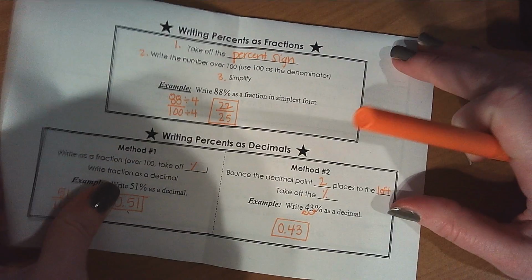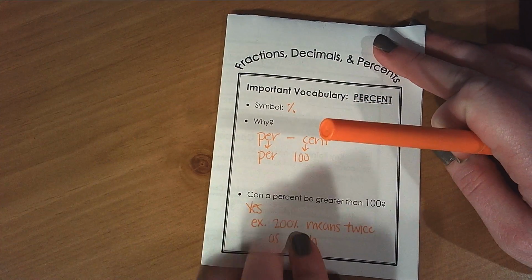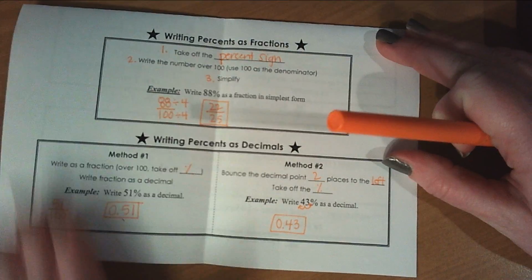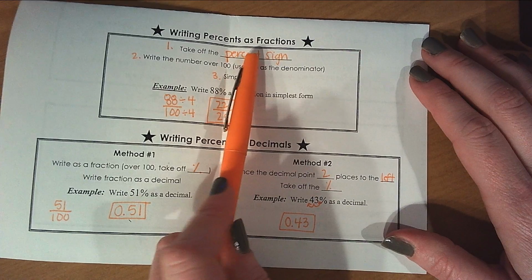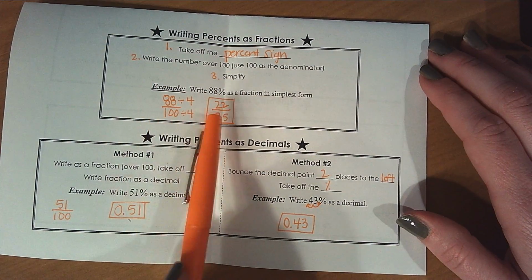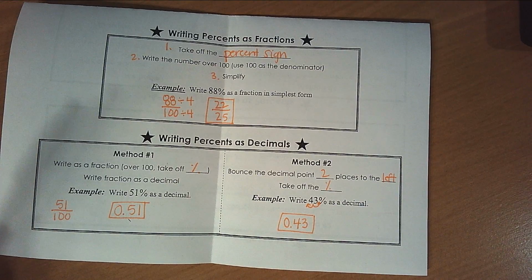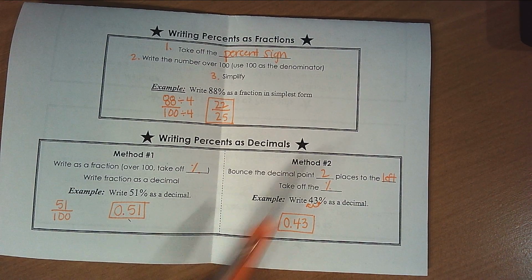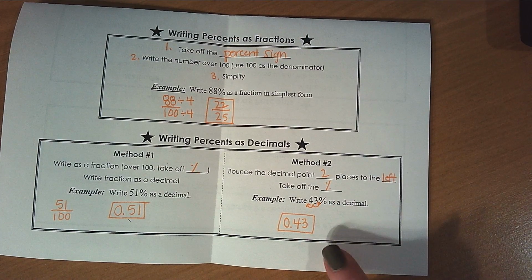So the first thing that we've talked about so far today is percent, meaning per 100. Percents can be bigger than 100. That just means that it's bigger than a whole. And then we wrote percents as fractions by taking the percent sign off, writing it over 100, and then simplifying. Or writing percents as decimals. We looked at 2 methods. We could write it as a fraction and then as a decimal, or we could just move the decimal 2 places to the left to go from percent to decimal.